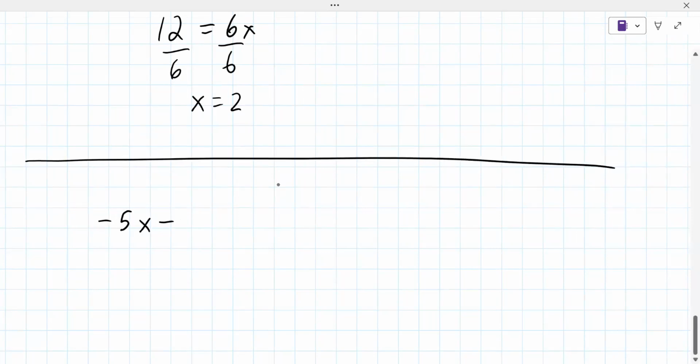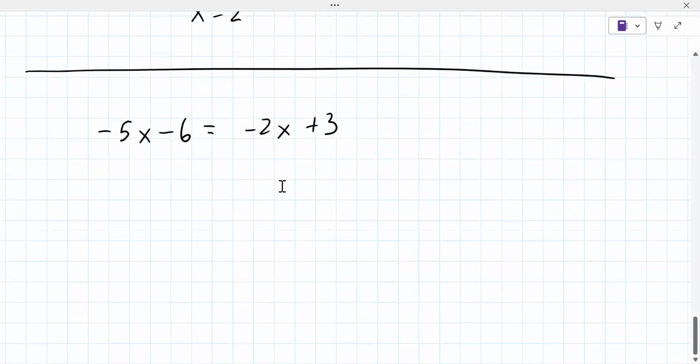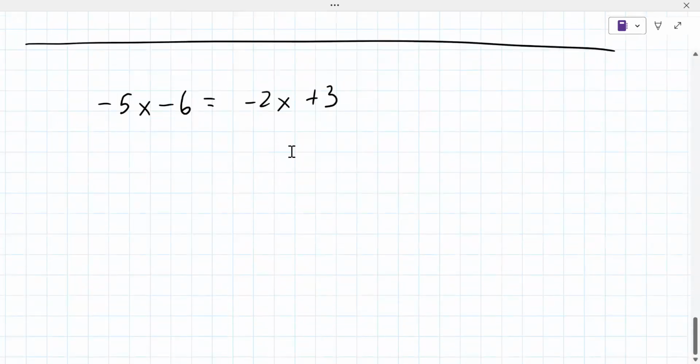Minus 5x minus 6 equals minus 2x plus 3. So go ahead and solve this for us, please.